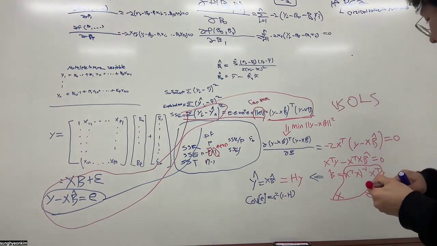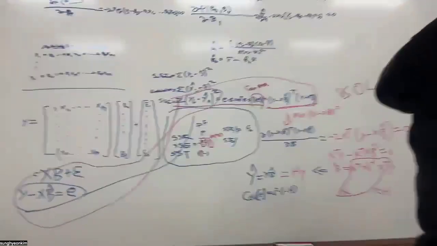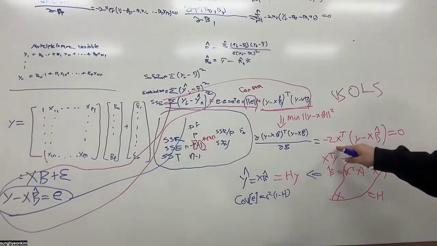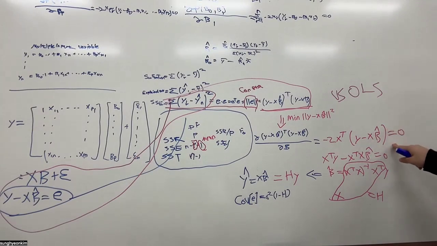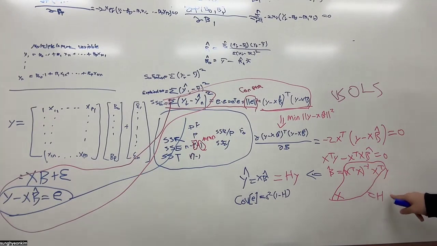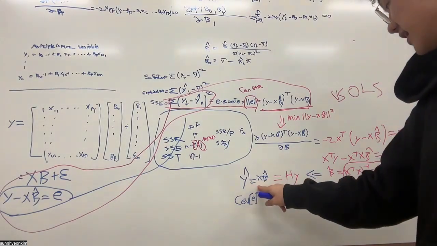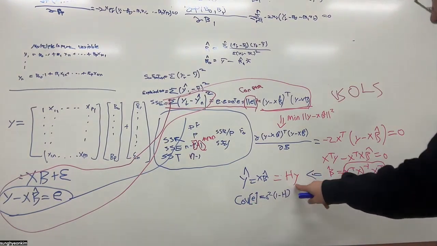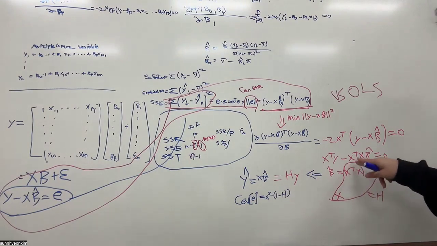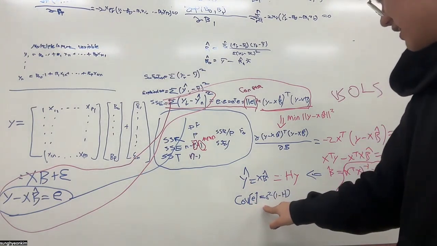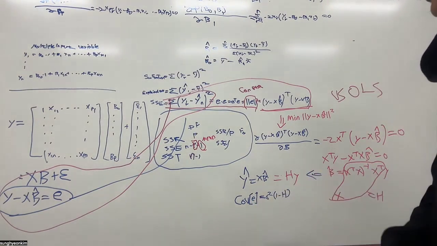How can we minimize? We can differentiate it. If we differentiate it, then it will be minus 2 X transpose times y minus Xb hat. Then it will become b hat equals X transpose X inverse X transpose y. And then we can write y hat equals Xb hat. This is the hat matrix. We can represent it as y hat equals Hy, where H is defined as X times X transpose X inverse times X transpose. And we can also represent the covariance of e as sigma squared times 1 minus H matrix.